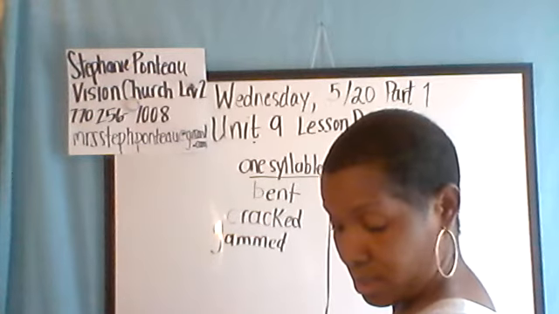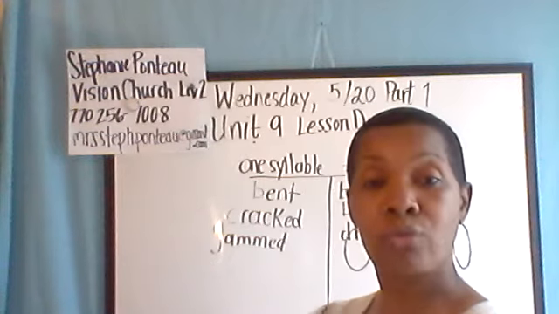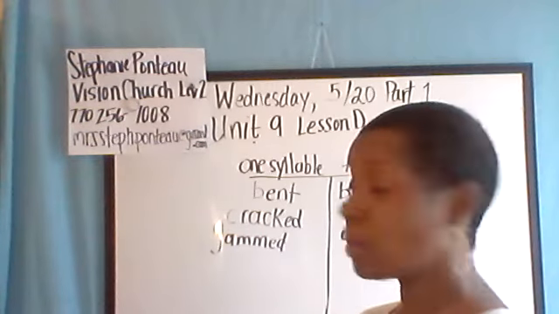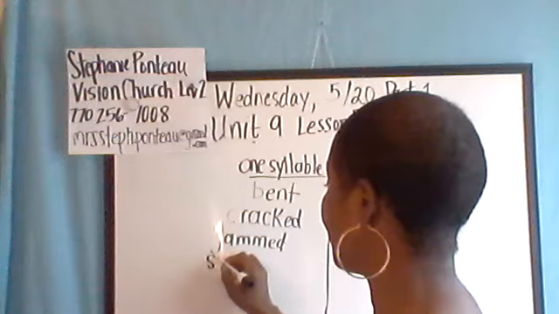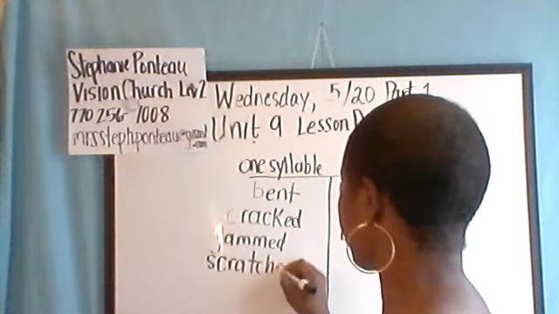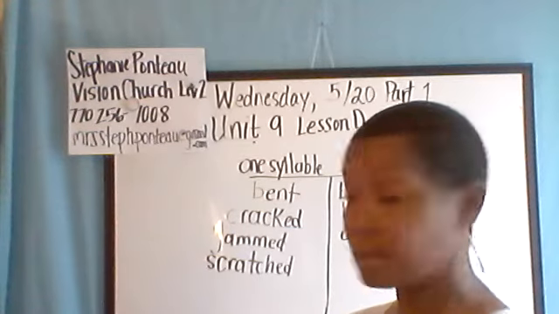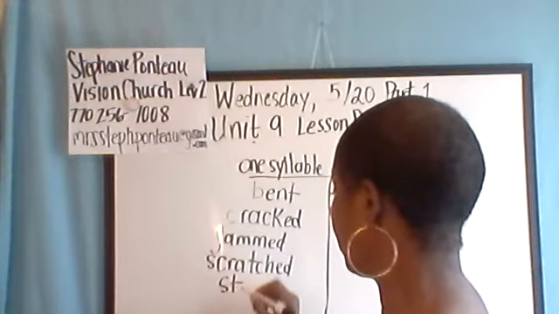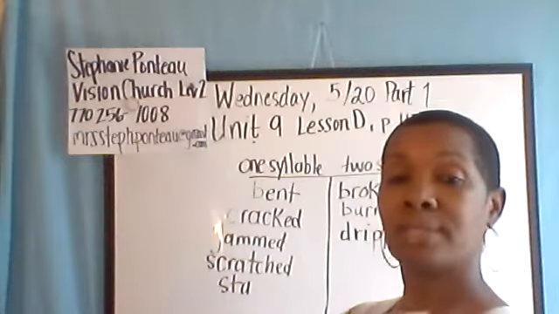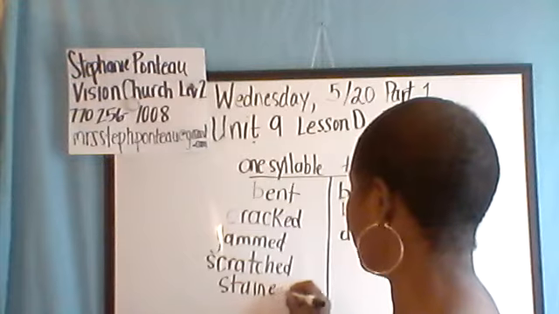Next one, scratched. Scratched. One syllable. Because you don't say scratched it. It's just scratched. Okay. Next word, stained. One syllable. You just clap once. Stained. So clapping is a good way to decide how many syllables are in a word.